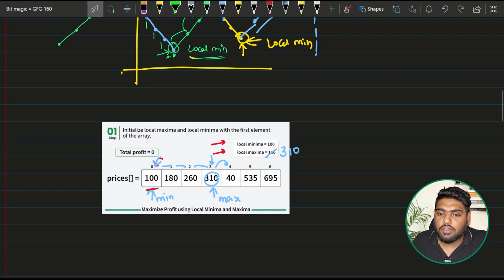What do you need to do? You need to book the profit. How would you do so? You would just perform the calculation 310 minus 100. That means 210 would be recorded as your profit. So total profit, initially it was 0. You would add 210 to it.